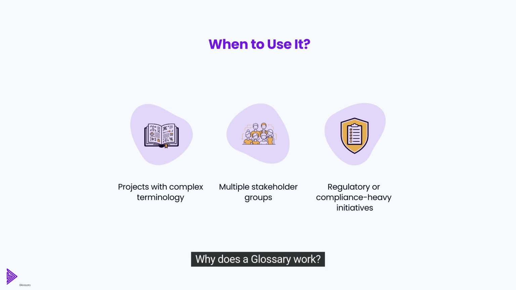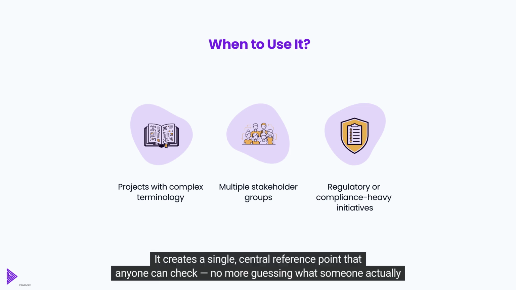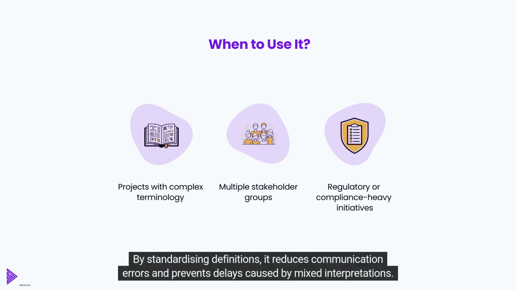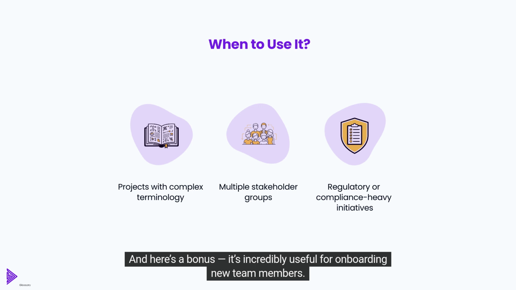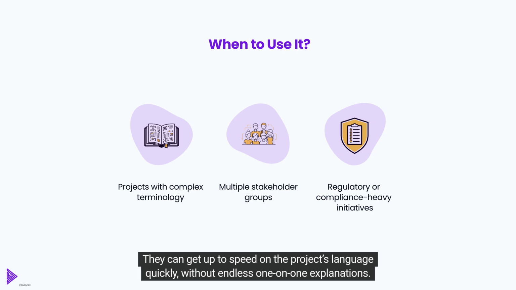Why does a glossary work? It creates a single central reference point that anyone can check. No more guessing what someone actually means. By standardizing definitions, it reduces communication errors and prevents delays caused by mixed interpretations. And here's a bonus. It's incredibly useful for onboarding new team members. They can get up to speed on the project's language quickly without endless one-on-one explanations.